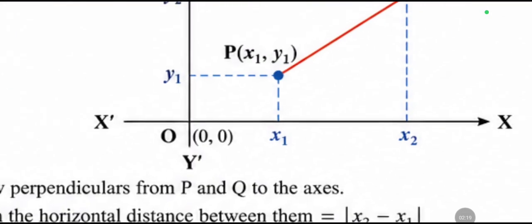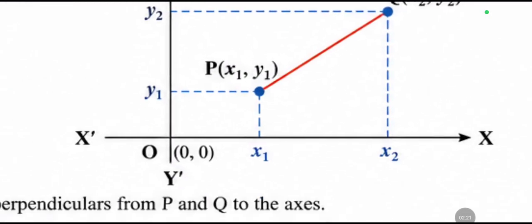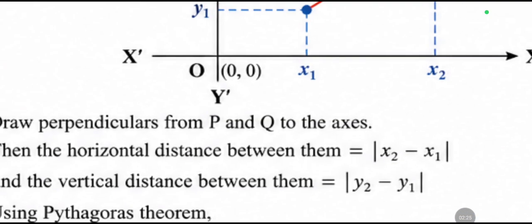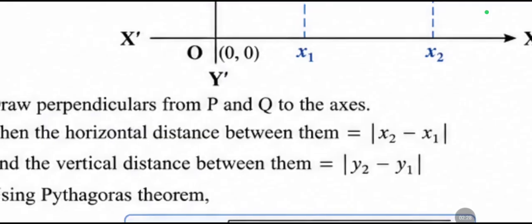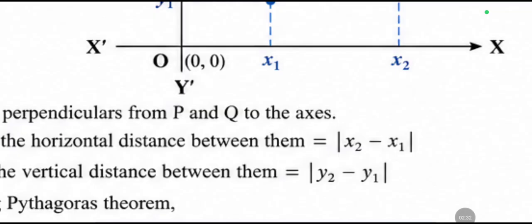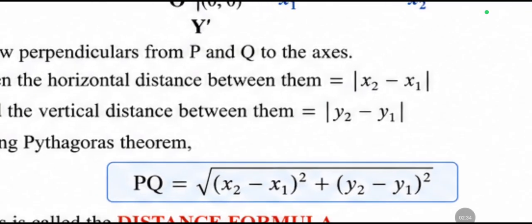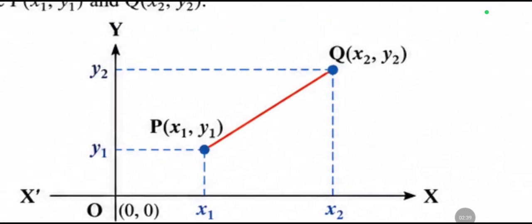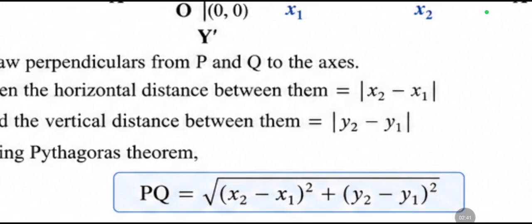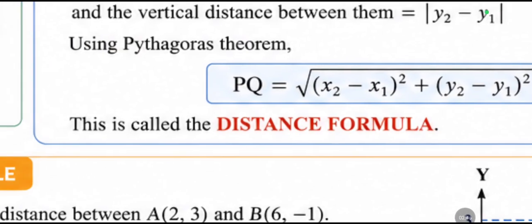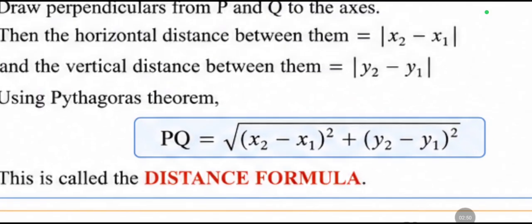Okay. Draw a perpendicular from P and Q to the axes. Then the horizontal distance between them is modulus of x2 minus x1, and the vertical distance between them is modulus of y2 minus y1. Now according to the Pythagoras theorem, PQ, meaning the distance between P and Q, equals root of (x2 minus x1) whole square plus (y2 minus y1) whole square. This is called the distance formula.